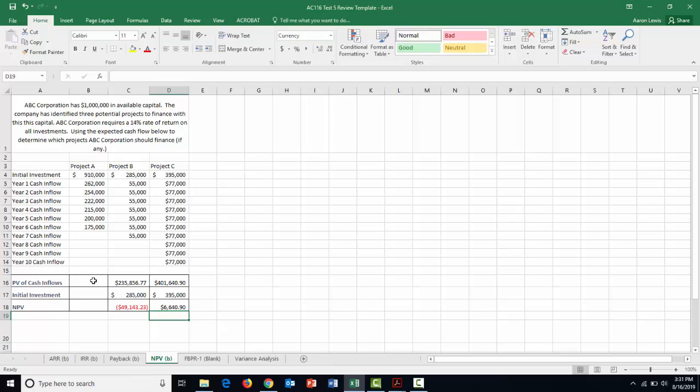Which brings us to Project A. And I wish Project A was this easy. Unfortunately, it is not. So what we can do here to make Project A easier is over on the side, let's create some columns. We're going to have one column called year. We're going to have one column called inflow. And we're going to have one column called PV, present value.